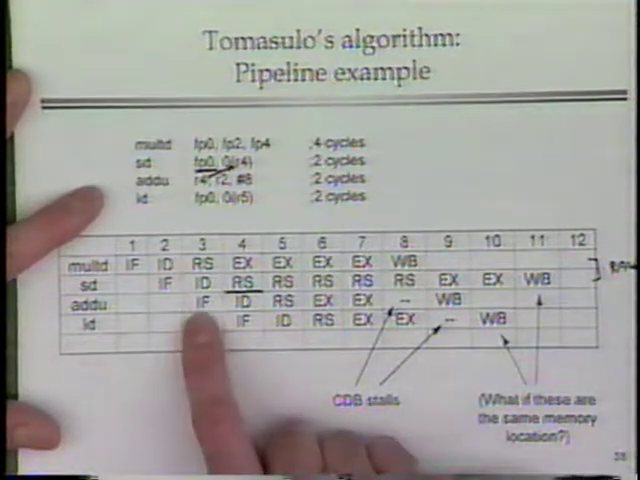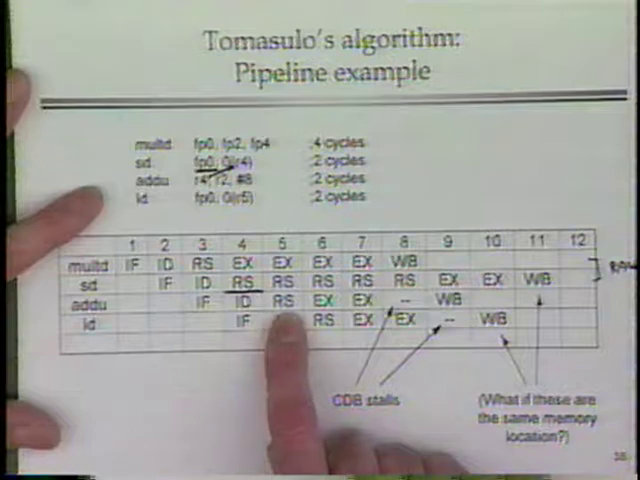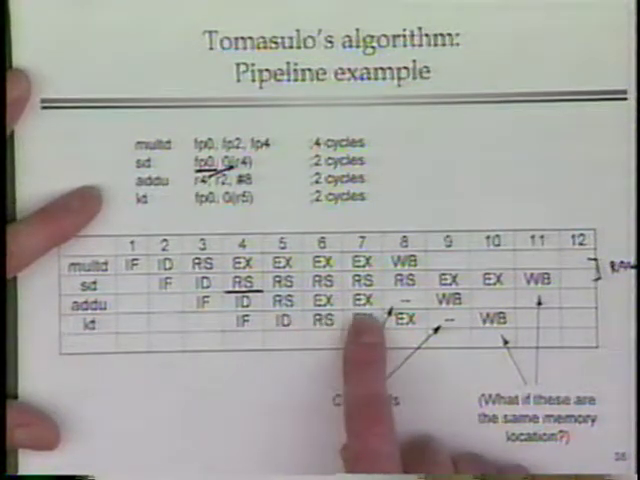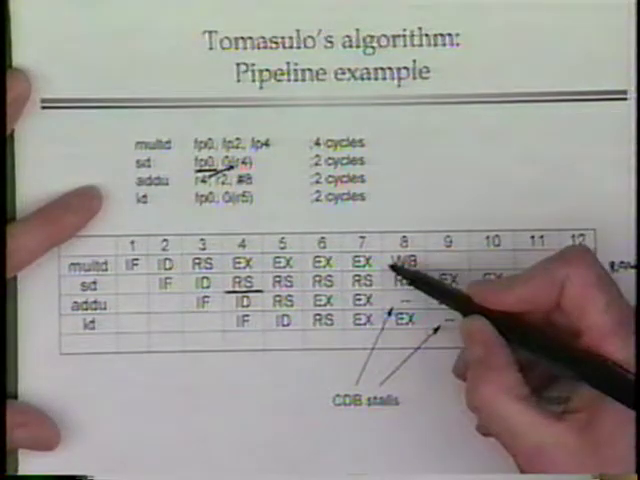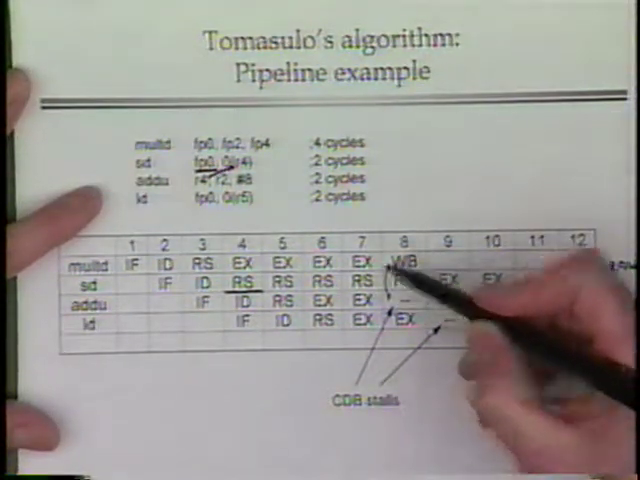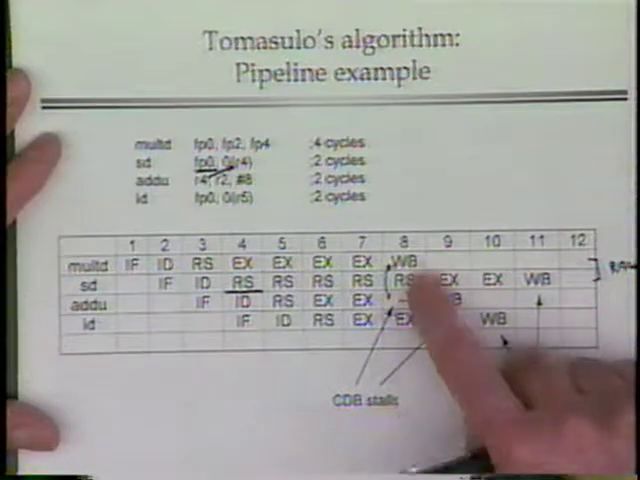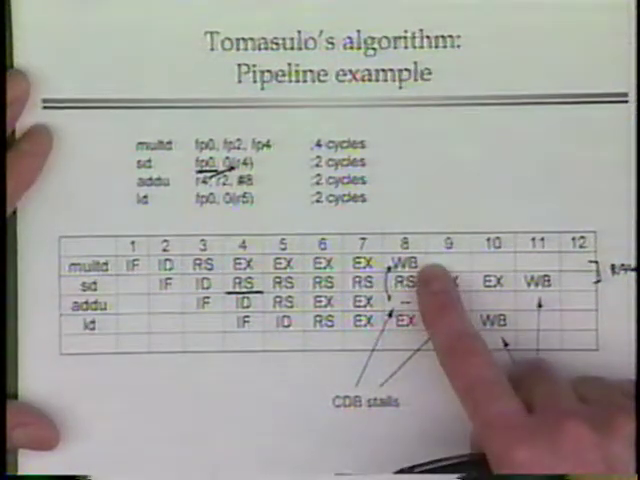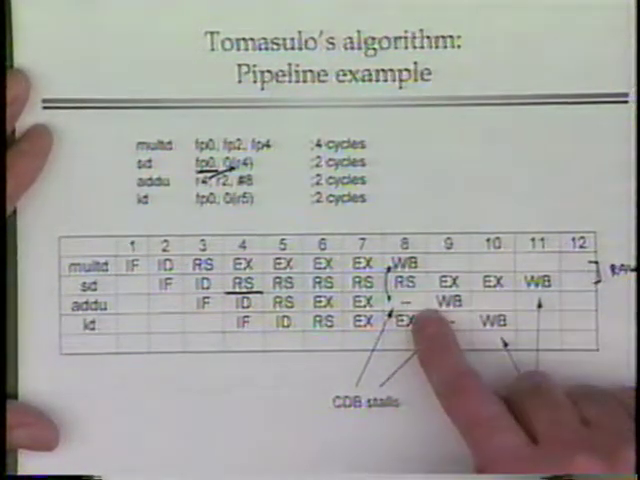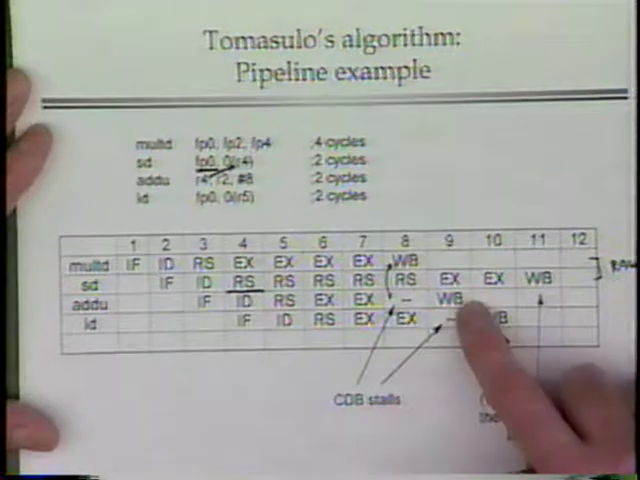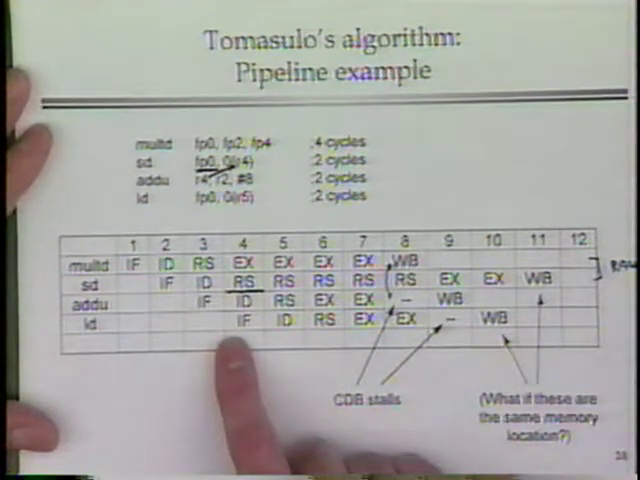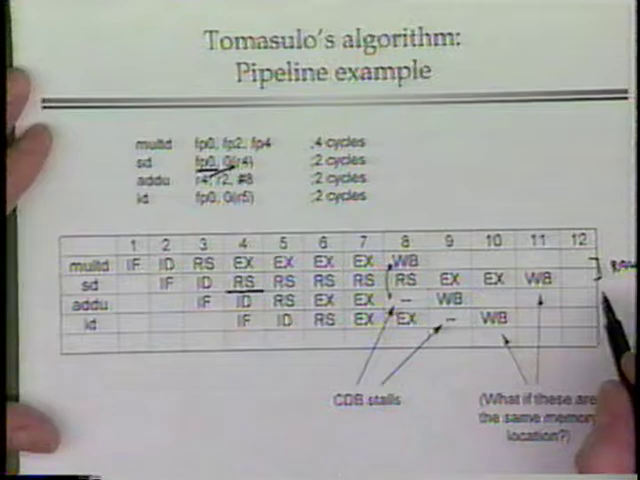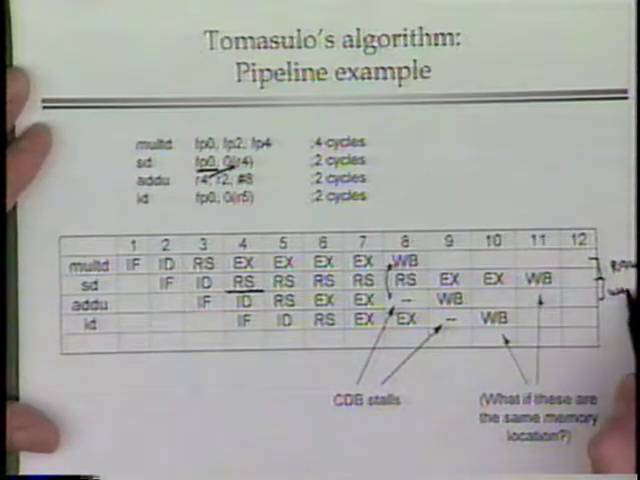The add can destroy register 4 anytime it likes after that without worrying about destroying what the store instruction is going to need. So the add instruction goes through its reservation cycle, goes into execution, and is ready to write back its result. The problem here is we have a structural fault, because both of these instructions, the multiply and the add, are trying to get to the common data bus at the same time. In that case, the add instruction has to stall and do its write back later. So we had a write after read hazard here.